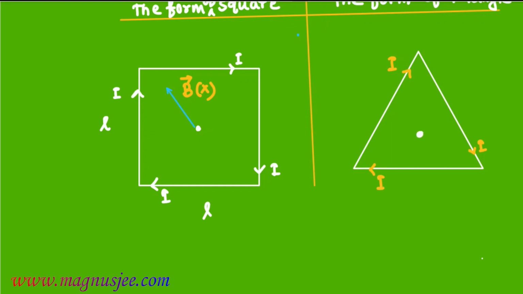And we consider the point, the centroid P. This is the perpendicular distance of the centroid from its side, and on the left hand side we denote the perpendicular distance of the center from the side of the square. The magnetic field induction at the centroid of the triangle is vector B, which acts inwards, perpendicular to the plane of the coil. L is the length of each side of the triangle.